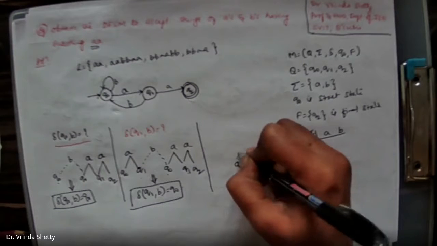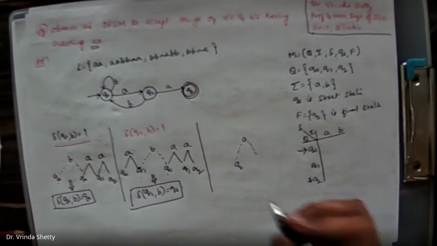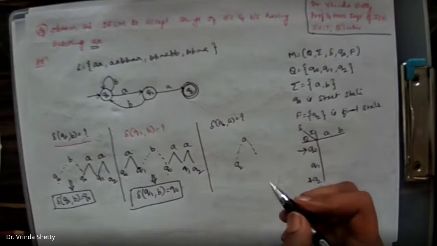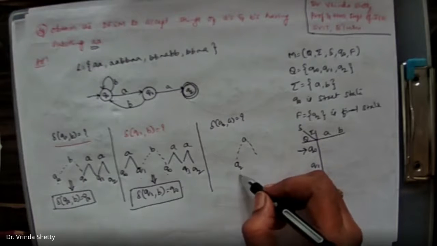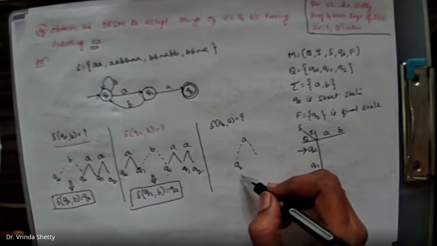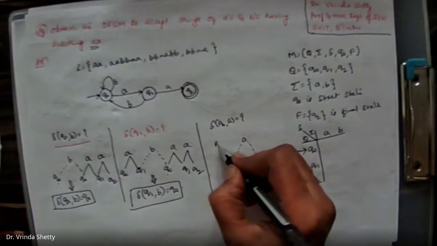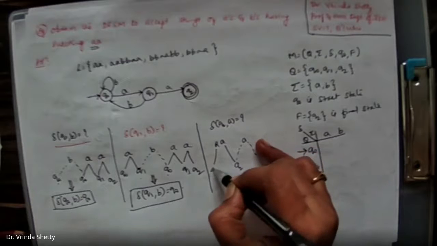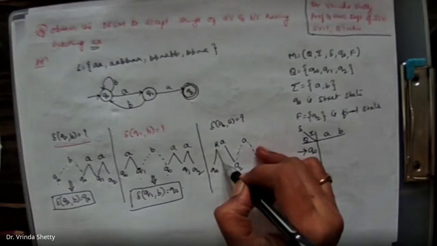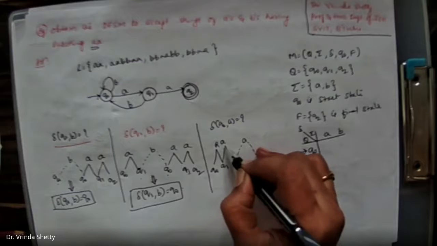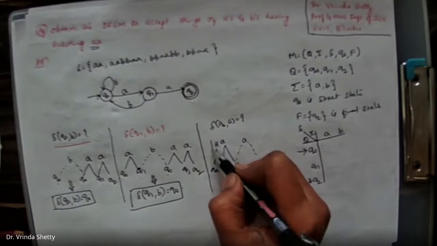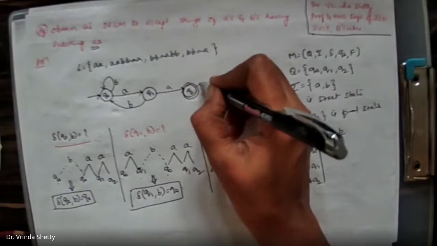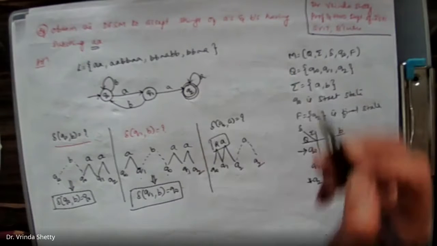Now we require Q2 on A, that is delta Q2 on A. Where does it have to go? To make this accepting, two A's are required, and we have already got that. How did we reach Q2? Start from the start state Q0. Q0 on A, we reach Q1. Q1 again on A, we reach Q2. We have already got the substring AA. So Q2 on A will be Q2 itself.